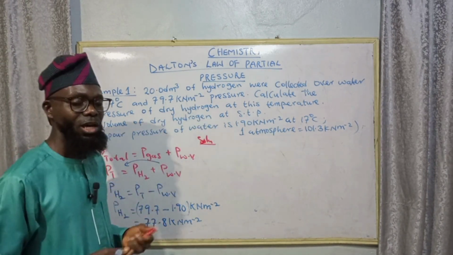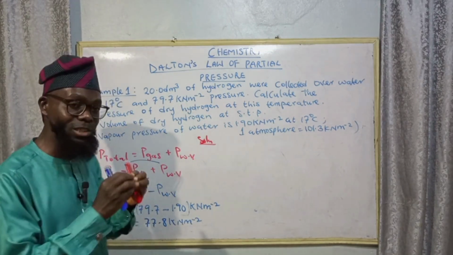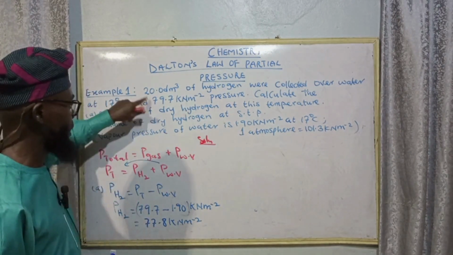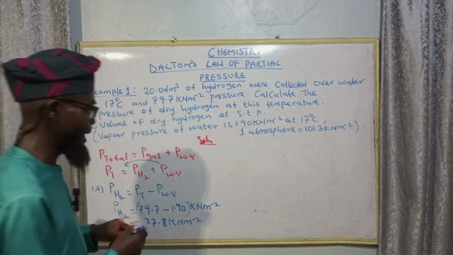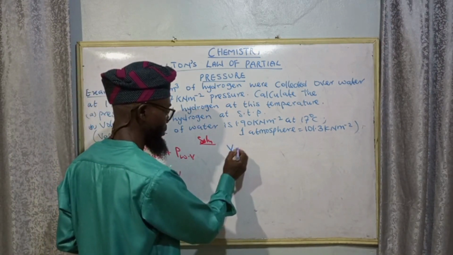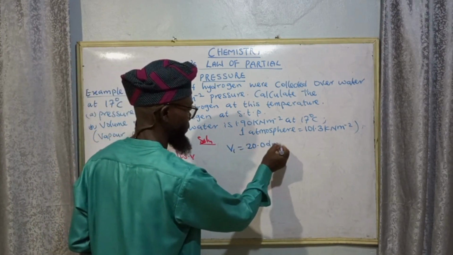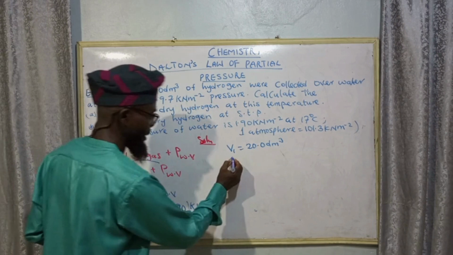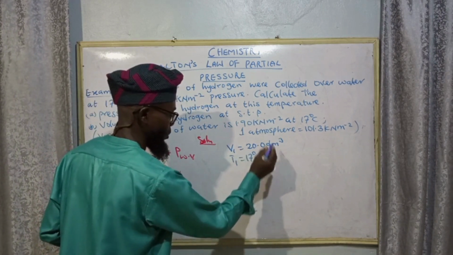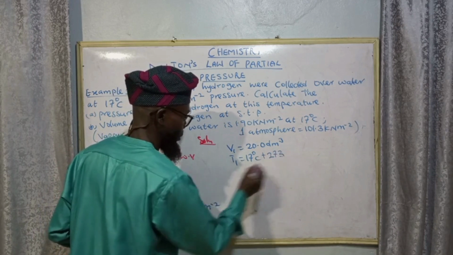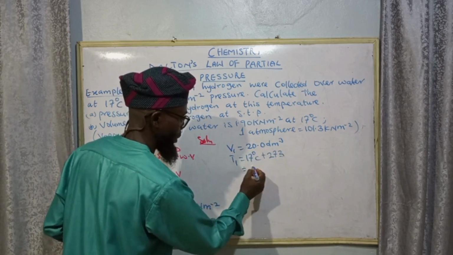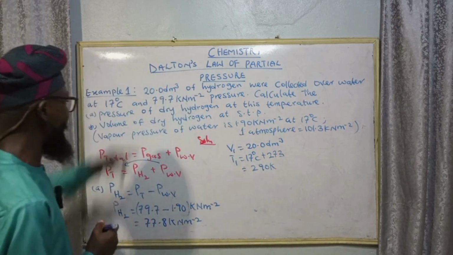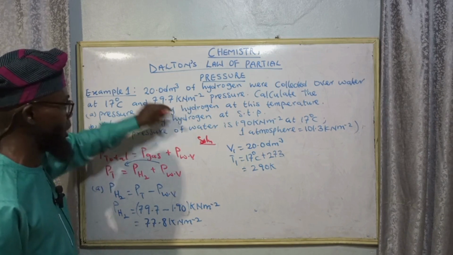If you could recall, we've dealt with the meaning of STP, standard temperature and pressure. Now, let's go back. 20.0 dm cube of hydrogen. That is volume of hydrogen, V1, 20.0 dm cube, collected over water at 70 degrees Celsius. Our T1, 70 degrees Celsius, has to be converted to Kelvin. So we have 290 Kelvin, and 79.7 kilonewton per meter square. So this is now our pressure.